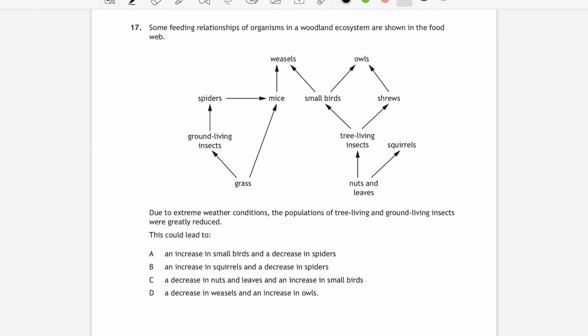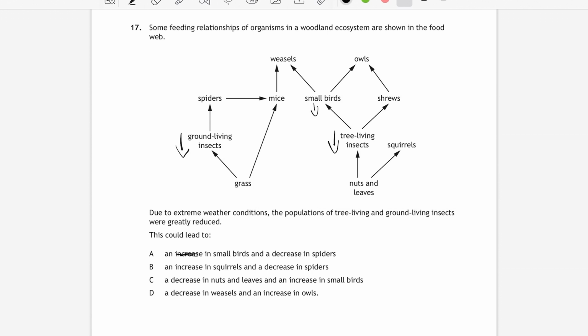Okay, so if the populations of tree-living and ground-living insects were greatly reduced, we've got tree-living insects going down, and we've got ground-living insects going down. And we're going to look at what might be affected. So an increase in small birds and decrease in spiders. Well, we would potentially see a decrease in spiders because they are predating upon the ground-living insects. But the small birds would also go down. They would not increase, because they're predating upon the tree-living insects. So they would actually go down.